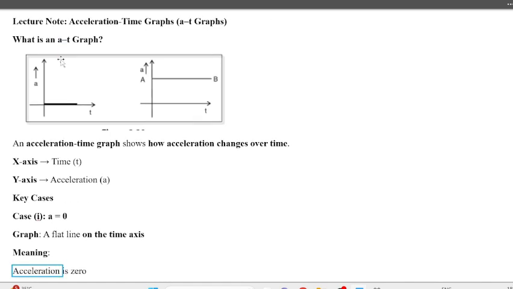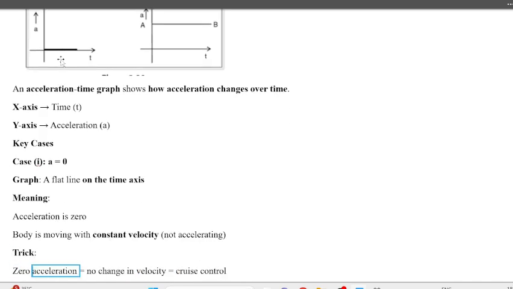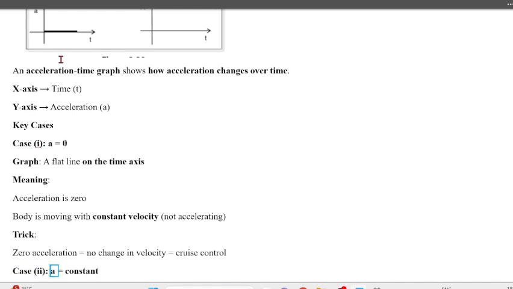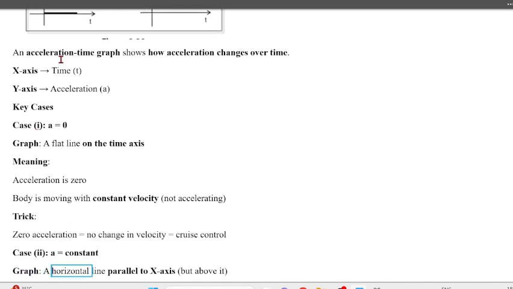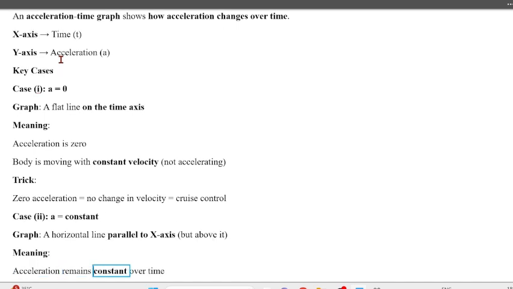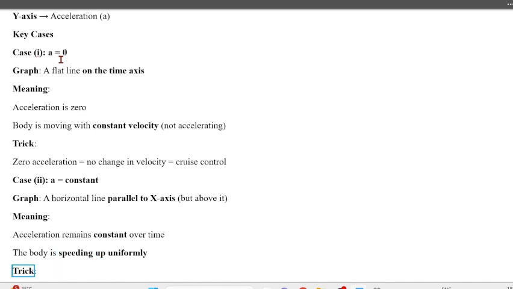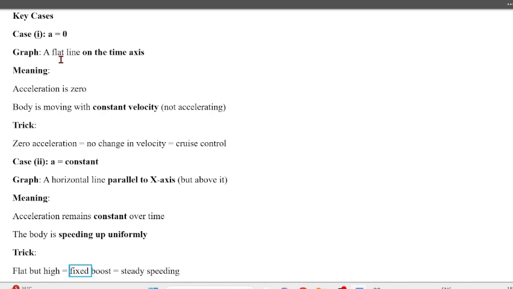Meaning acceleration is zero, body is moving with constant velocity, not accelerating. Trick: zero acceleration equals no change in velocity equals cruise control. Case 2a: constant acceleration graph, a horizontal line parallel to the x-axis but above it. Meaning acceleration remains constant over time, the body is speeding up uniformly. Trick: flat but high equals fixed boost equals steady speeding.